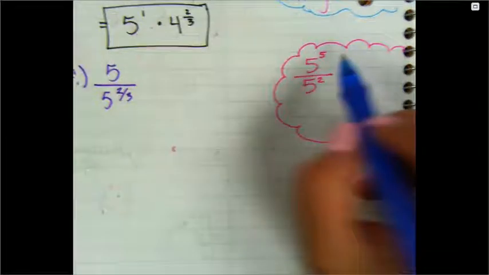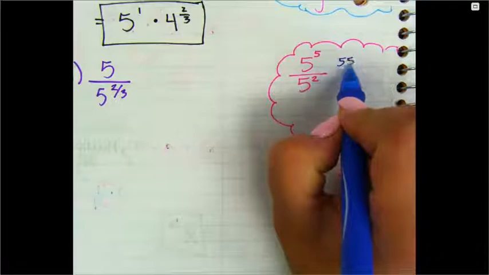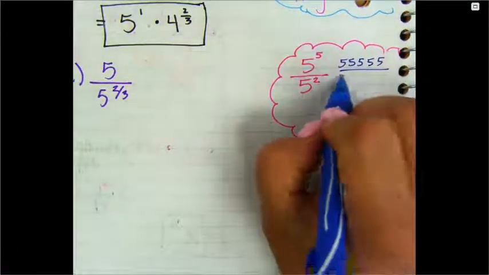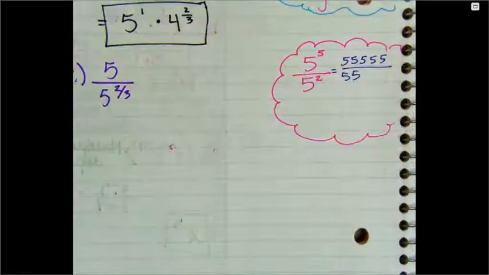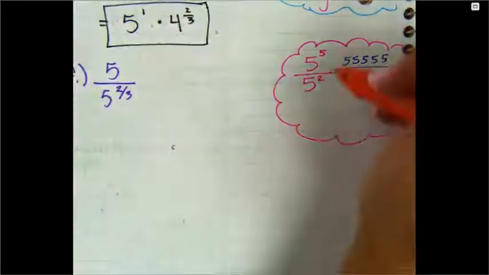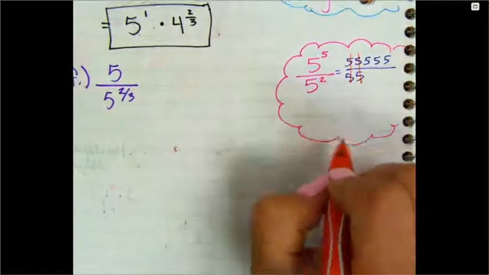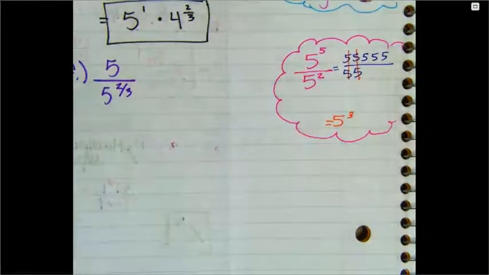How many 5s did you have on the top? 5. How many 5s on the bottom? 2. What did we do with them? Why can you cross them out? Because you divide, thank you. Because we're dividing. And what were we left with as our answer? 5 to the 3rd power. Yes? Remember? All right.